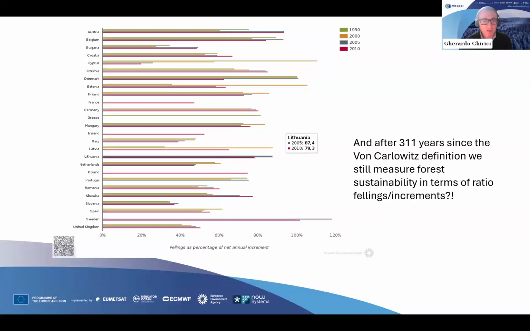This is a typical example of the information that we need from forests. This is what is done in Europe by Forest Europe, the former Ministerial Conference on the Protection of Forests in Europe, which provides information on the ratio between fellings and increment. You can see that most of the countries don't cut more than the increment, with some exceptions where they cut very close to 100%. This information traditionally comes from field observation.